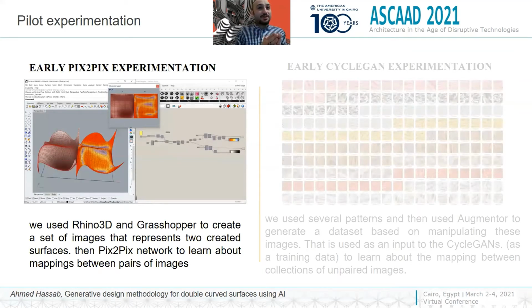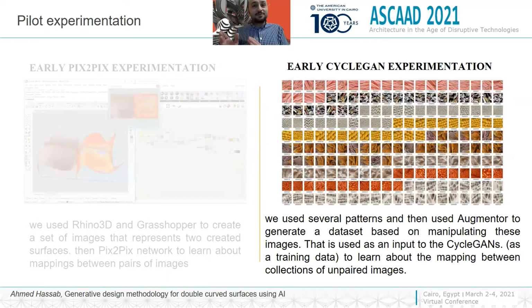We have two pilot experimentations, early experimentation, one on Pix2Pix and the other one on cycle GANs. In the Pix2Pix experimentation, we used Rhino 3D and Grasshopper to create a set of images that represents two created surfaces, then used the Pix2Pix network to learn about mapping between pairs of images.